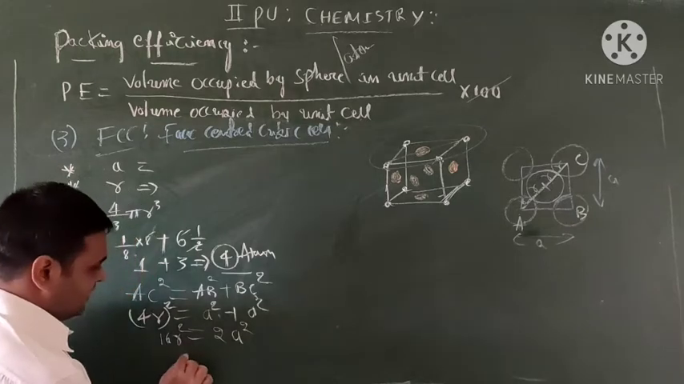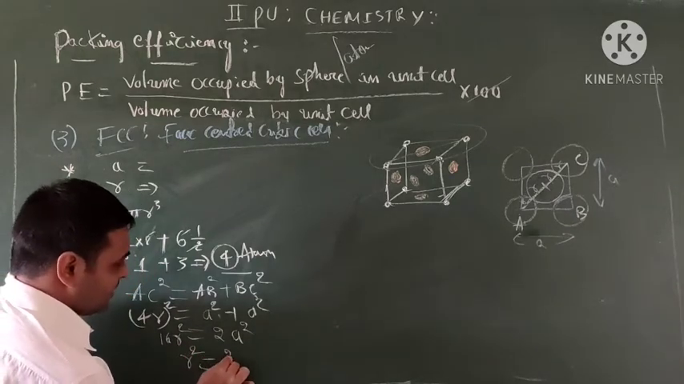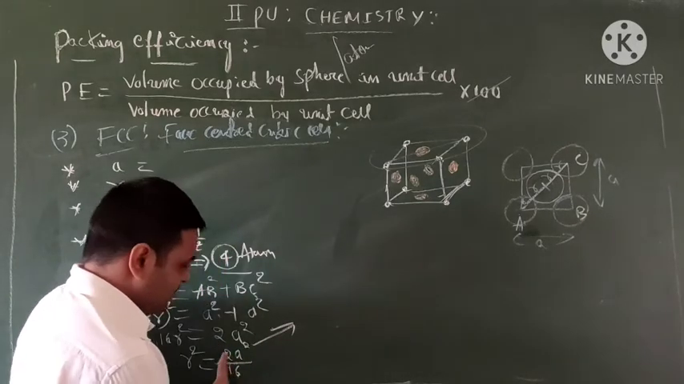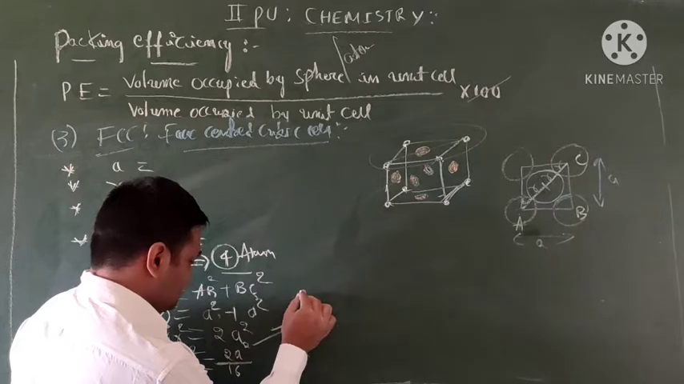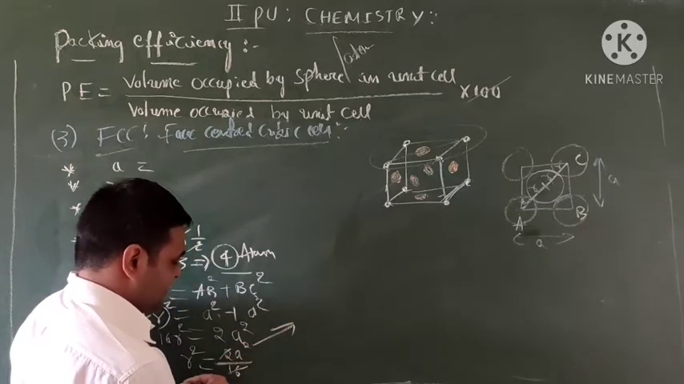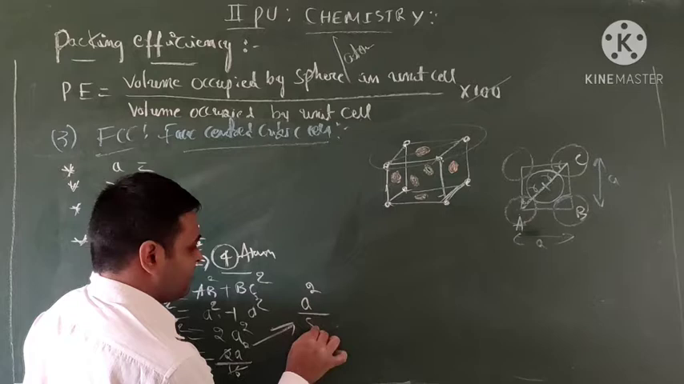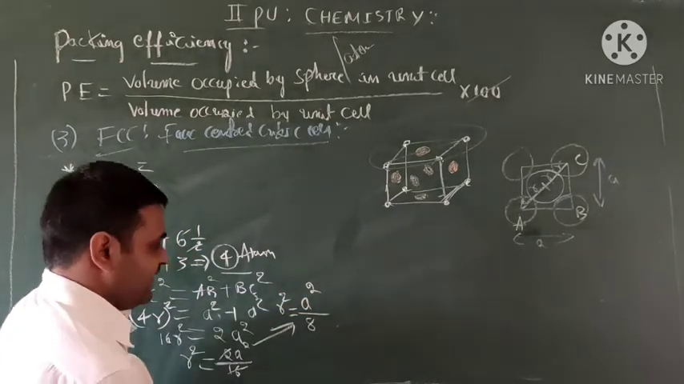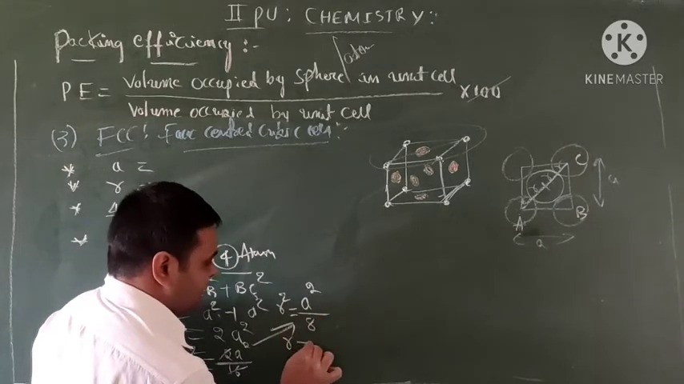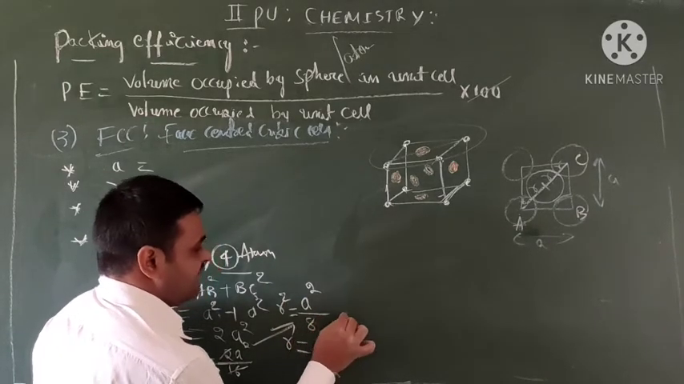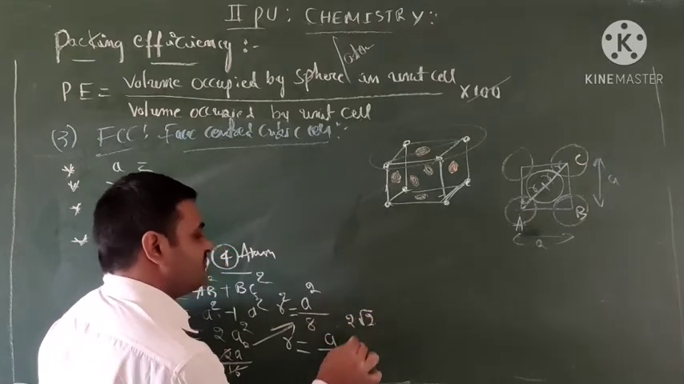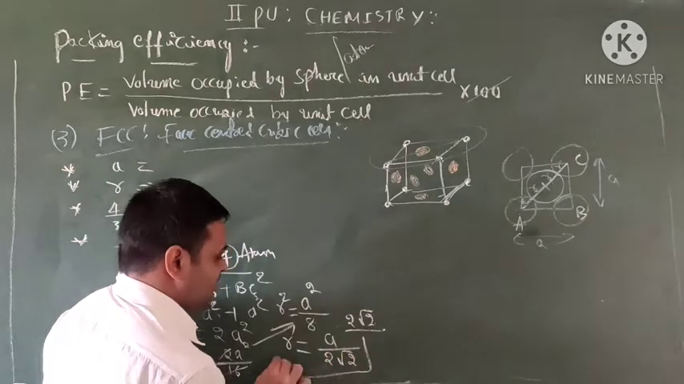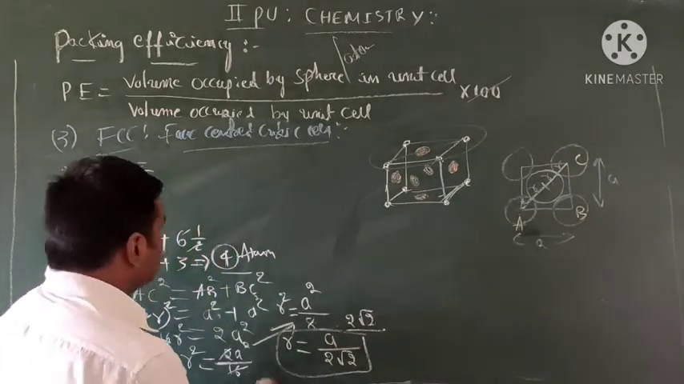So 16R square means R square is equal to 2A square divided by 16. 2A square by 16 can be written as A square by 8. That means R square is equal to A square by 8. Solving it, R is equal to A by root 8, and root 8 is 2 root 2, since 4 into 2 is 8. This is R.